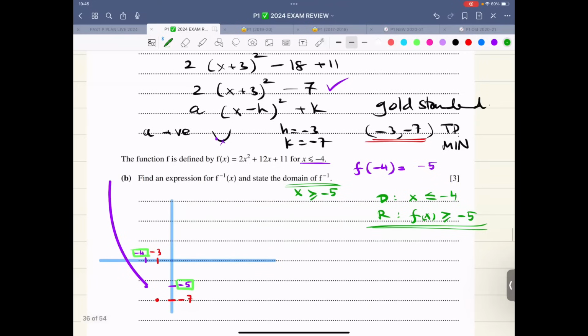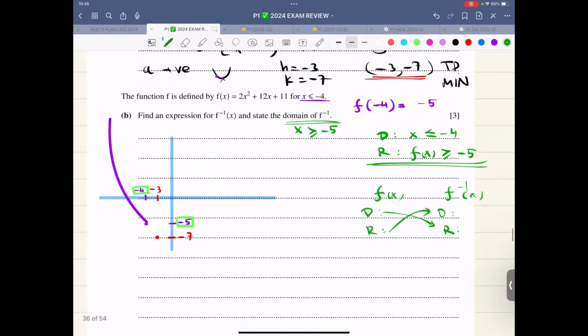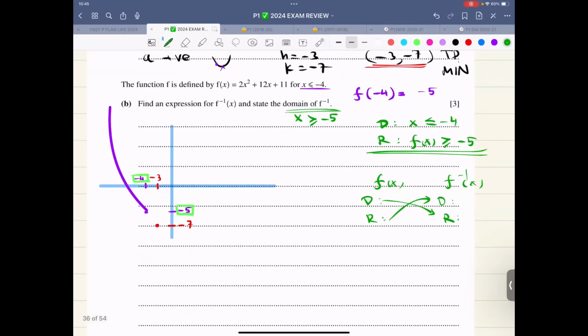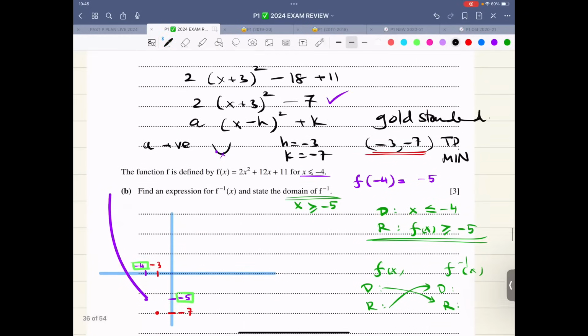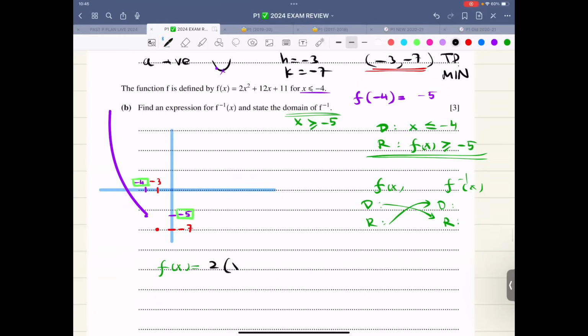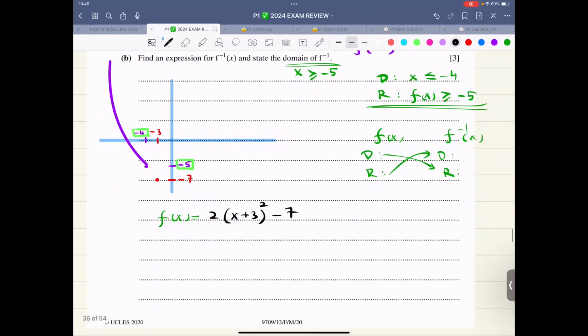Remember the strategy that was told in class. We have f(x), we have f inverse x. This is the domain, this is the range, this is the domain, this is the range. Domain becomes the range, range becomes the domain. Now this thing is done. Find an expression for f inverse. Nothing special except for one point. First of all, we have to use the completed square format, which is 2(x + 3)² - 7. Because if we don't use it, we cannot make x the subject.